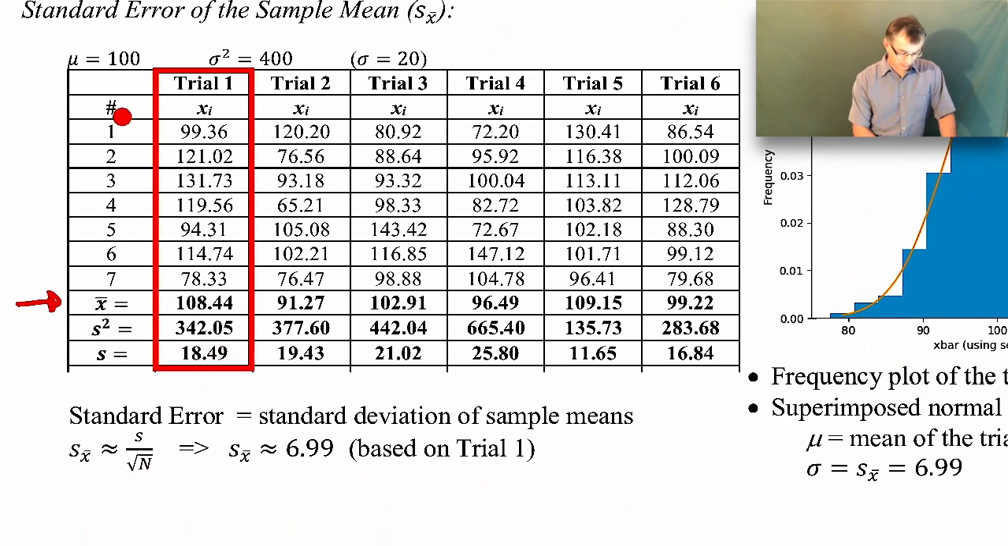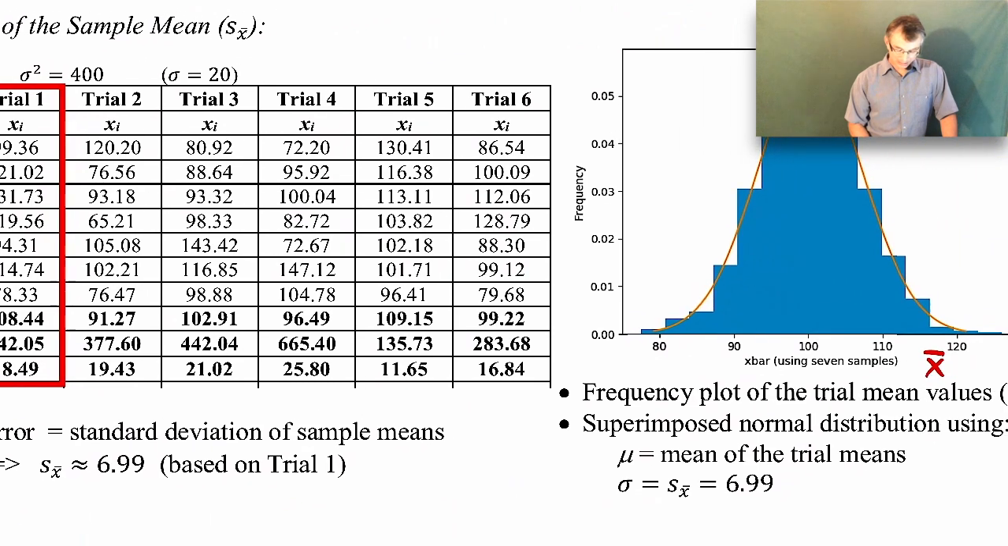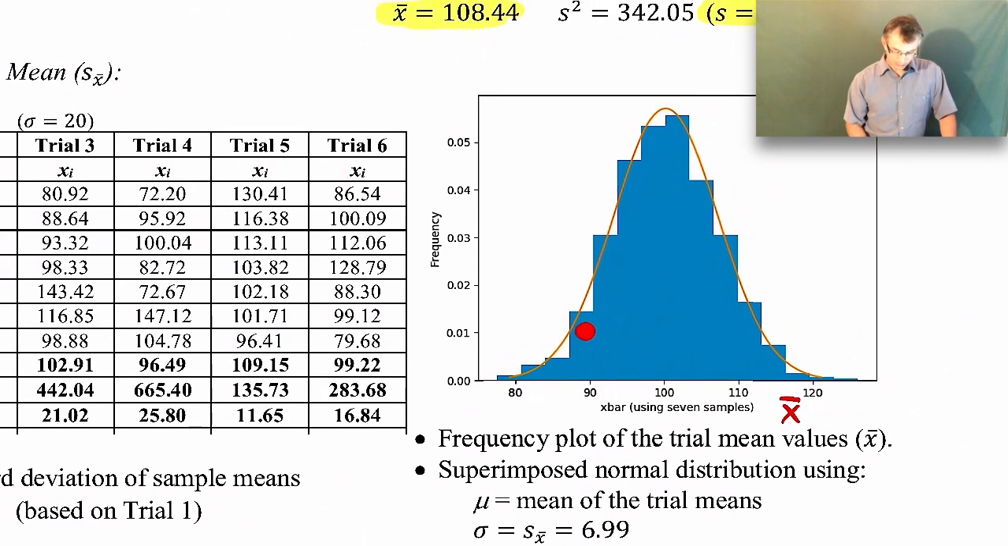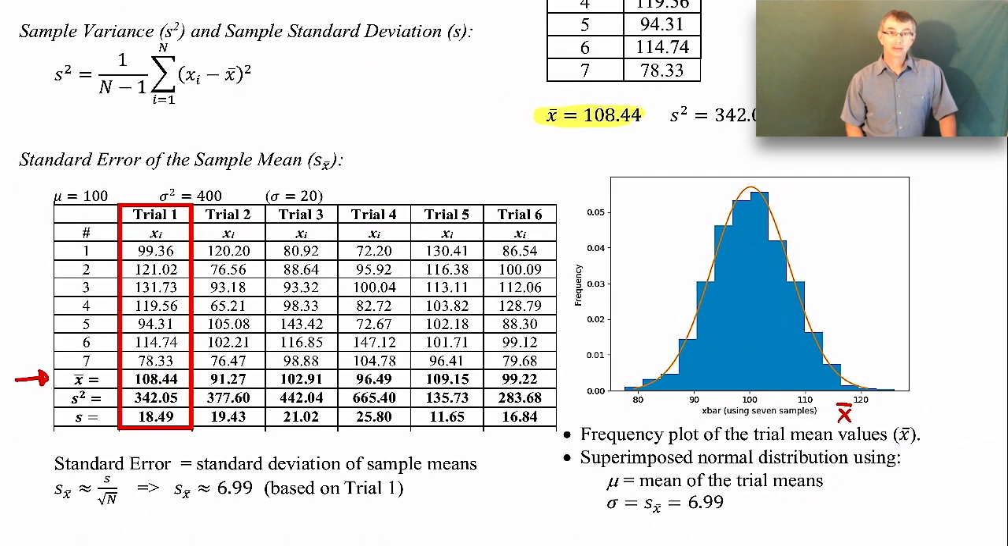So our standard error is approximately equal to the standard deviation of our trial divided by the square root of the number of measurements. In our case, the number of measurements is 7. So it'd be 18.49 divided by the square root of 7. And that value comes out to be about 7, 6.99. That is the standard deviation associated with this orange curve. That can be shown to be the case, we're just going to accept it here as fact. This is important for us, and you'll see this in a moment.